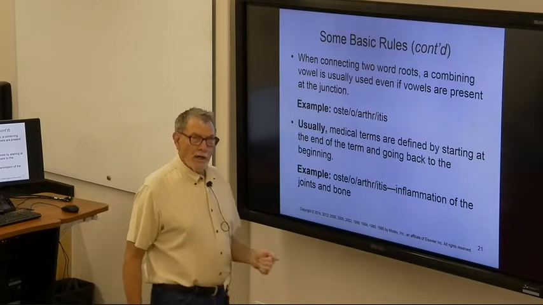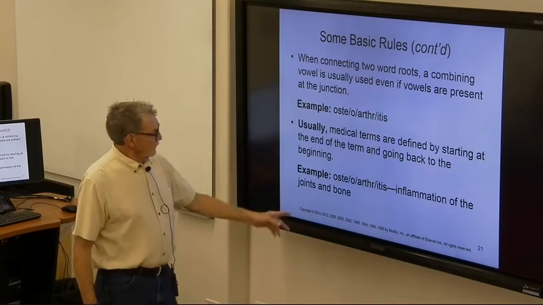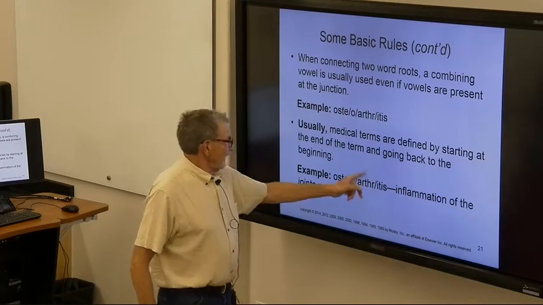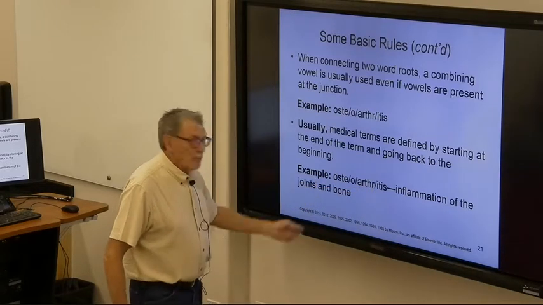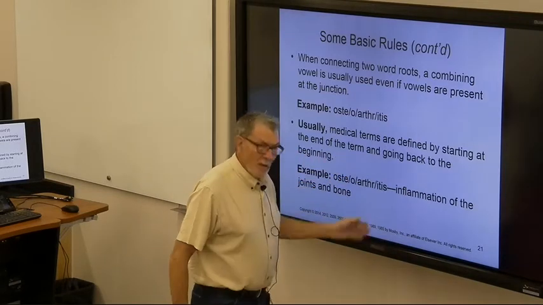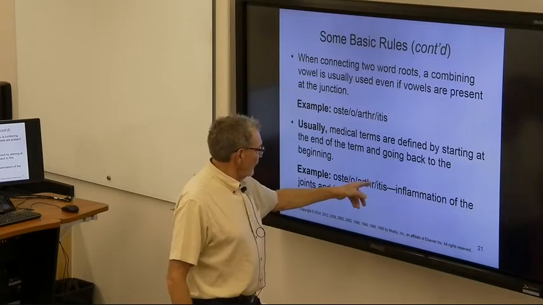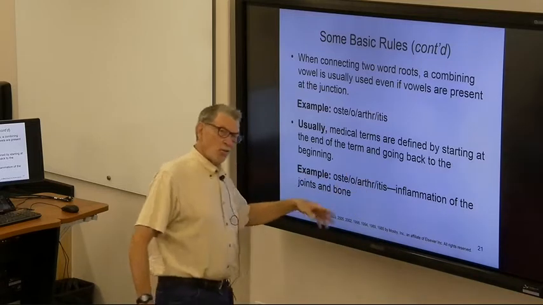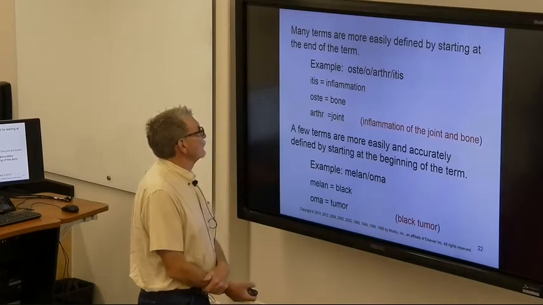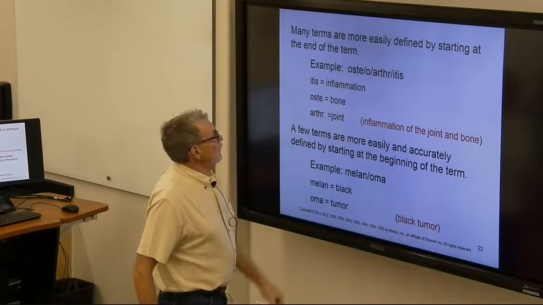Often, the best way to analyze a word is to start at the end. What is itis? Inflammation. Inflammation of the joint and bone. You can say joint and bone inflammation, but usually the easiest way to define it is to start at the end, see what's wrong with it, and then see what it's wrong with. Osteoarthritis, inflammation of the joint and bone.